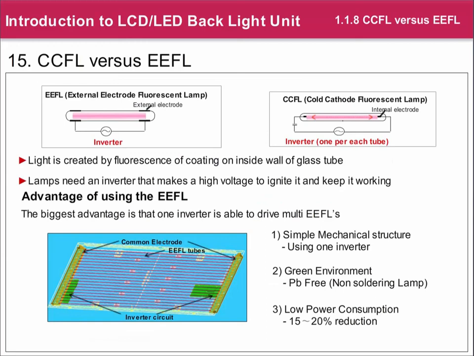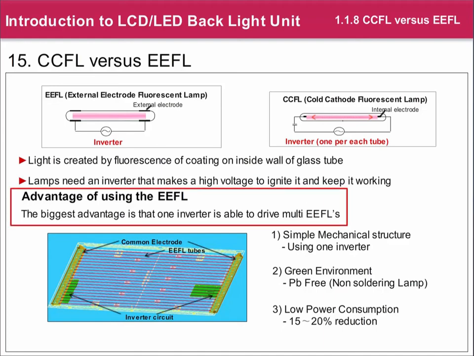The physical difference between the CCFL and EEFL is in the electrodes. The voltage between the electrodes creates a plasma that illuminates the internal coating with UV light. The coating becomes activated and sends out visible light that we can see. The EEFL is popular because a number of tubes can simply be electrically driven in a parallel circuit. The biggest advantage of EEFL is that one inverter is able to drive multiple EEFLs.